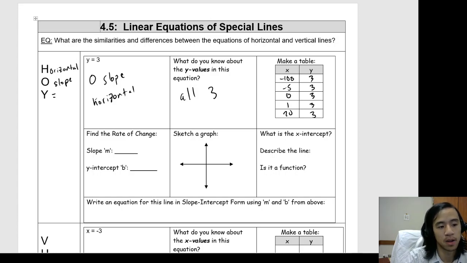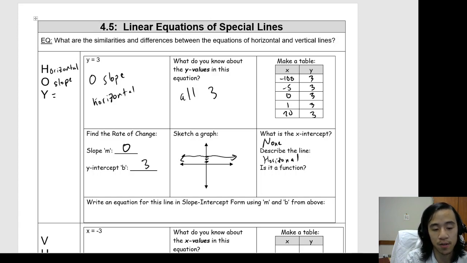For the slope, the slope is m. The slope is 0 because of this HOY thing, 0 slope. The y-intercept is going to be 3, whatever number it's equal to. What this will look like on a graph is just a horizontal line. The x-intercept, there is none. Describe the line: it's horizontal, and it is a function.